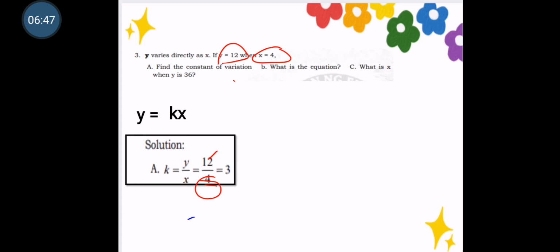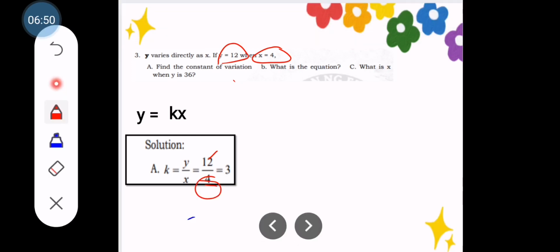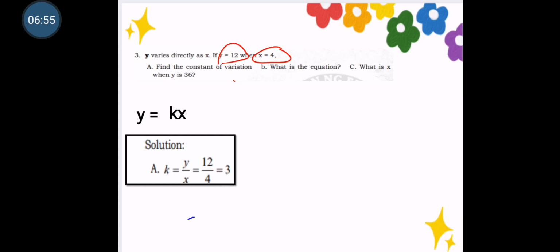So, it is 3. Ganun lang po ka-simple. Okay, next, letter B. What is the equation?